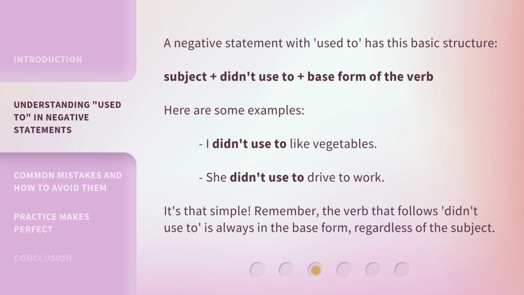A negative statement with used to has this basic structure: subject plus didn't use to plus base form of the verb. Here are some examples. I didn't use to like vegetables. She didn't use to drive to work. It's that simple. Remember, the verb that follows didn't use to is always in the base form, regardless of the subject.